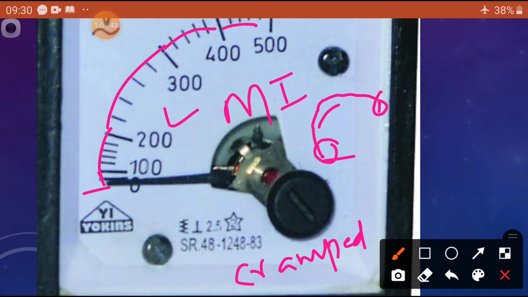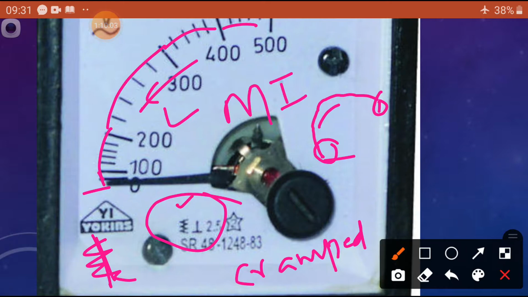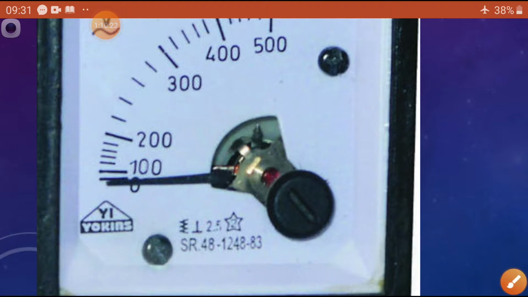If you are unable to identify this scale due to your eyesight, then you can observe that there is another indication. You can see this is one coil, on which there is an iron piece. By this we understand that it is a moving iron instrument. Iron piece is placed in a coil, so it is a moving iron instrument. By seeing this one, we can easily identify the moving iron instruments in our laboratory.